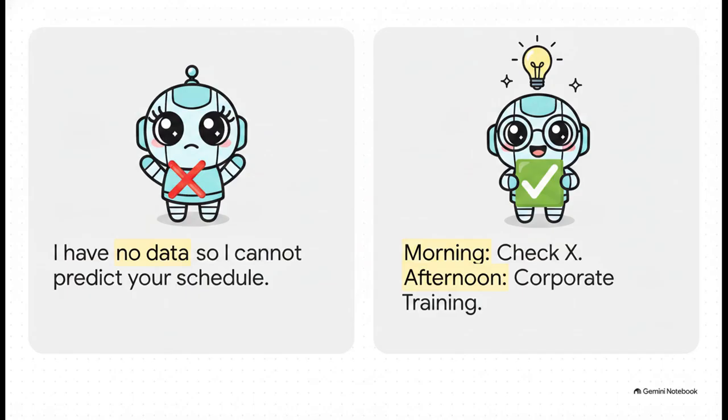Now, what's really interesting about this slide is the dramatic Day 7 payoff. Remember that Day 1 test where the AI had no clue what your day looked like? When we ask the Day 7 AI the exact same question, it fires back with, "Morning, check X. Afternoon, corporate training." Boom. In just 1 week, it perfectly predicted the daily routine and totally nailed the personalized tone.